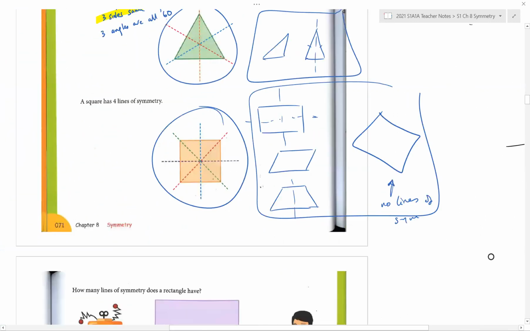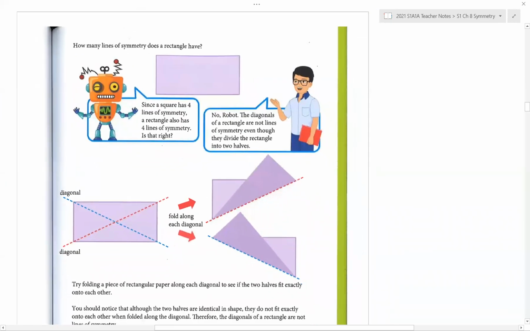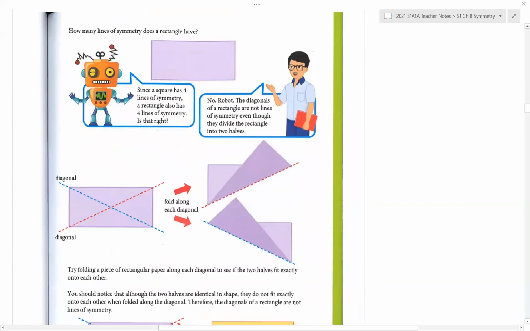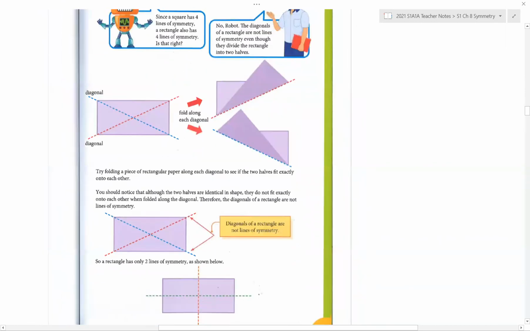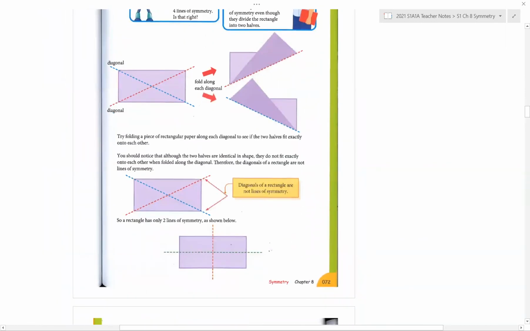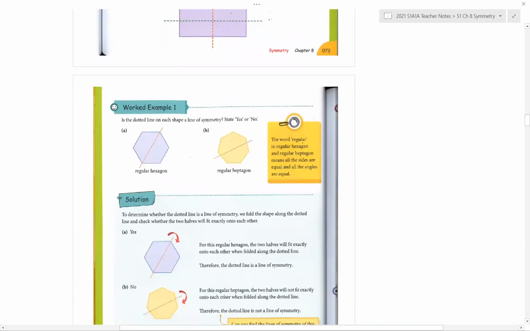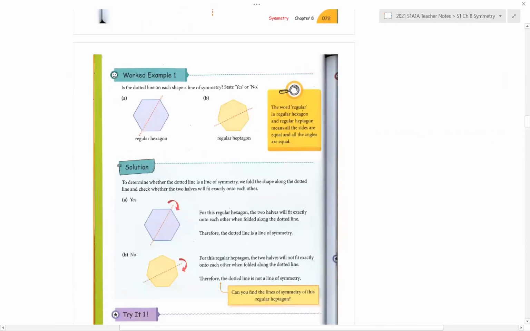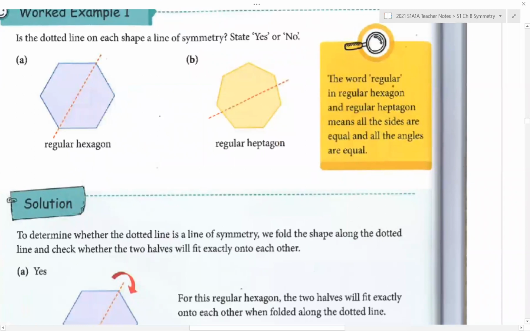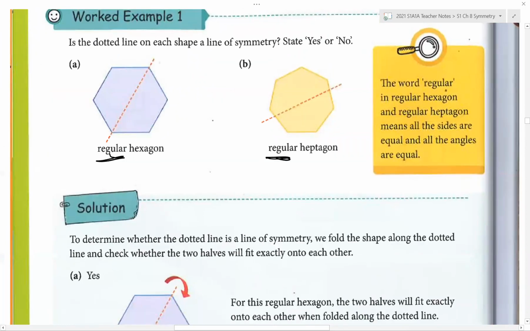How many lines of symmetry does a rectangle have? We talked about it just now. We have only 2 lines of symmetry for a rectangle, your vertical and your horizontal. Diagonal will not be a line of symmetry as shown over here. All right, so worked example number 1. Are these lines of symmetry? Yes or no? Yes, for regular. The word regular. So right now in your textbook, regular, what does it mean?